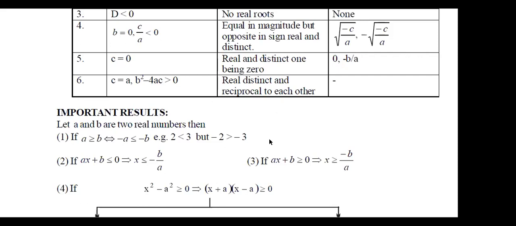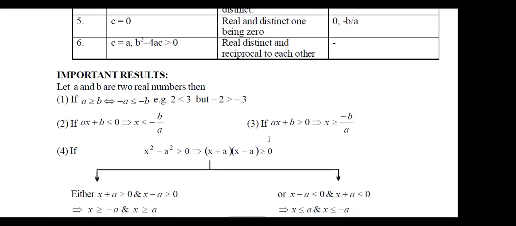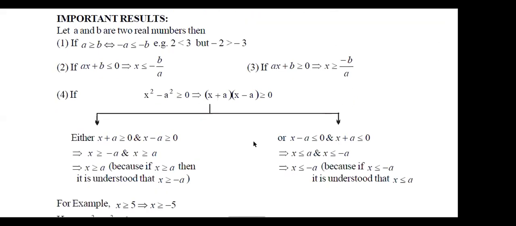So when you talk about some important results, think about it. These are basically your shortcuts. Whenever we have a question like this, x square minus a square is greater than or equal to 0, I can say that x plus a and x minus a product is greater than or equal to 0, which means the value should lie from minus infinity to plus infinity except between minus a to a. Yes or no? This is something that we have already discussed in inequality.